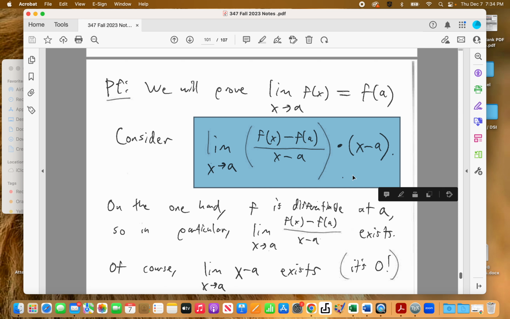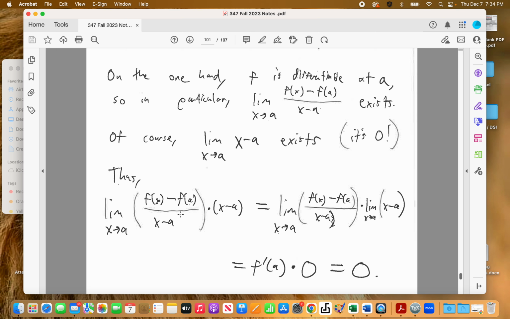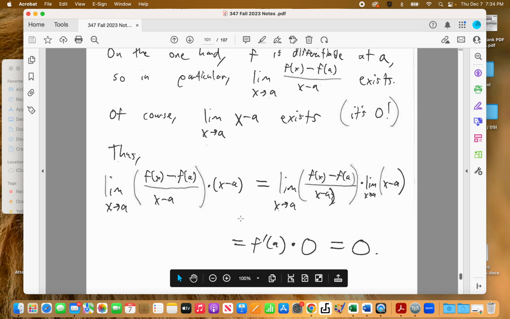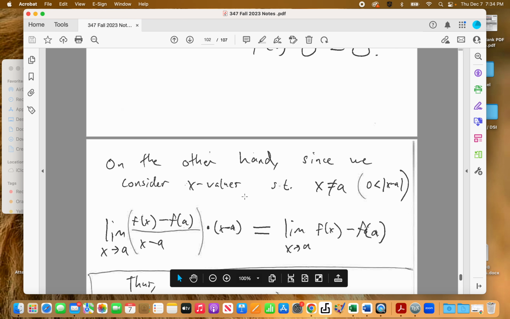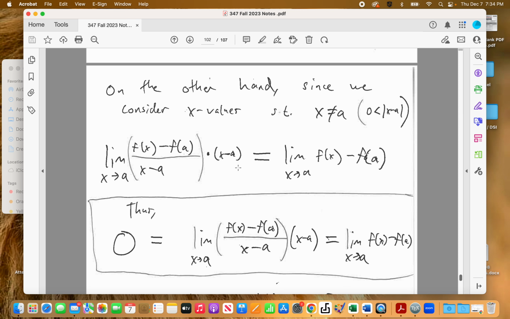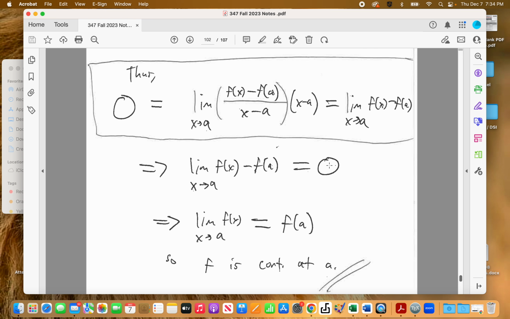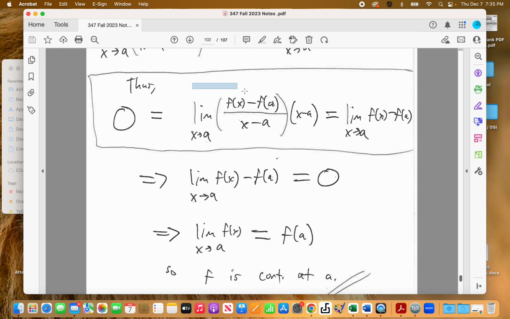If you know you're working with this, try to figure out the rest of the details. On the one hand, it's just the derivative times the limit of x minus a, so it's just the derivative times 0. On the other hand, x is always different from our limit point a, so these x minus a's cancel, and we just have the limit of f of x minus f of a. Therefore the limit of f of x is just f of a, so it's continuous at a.